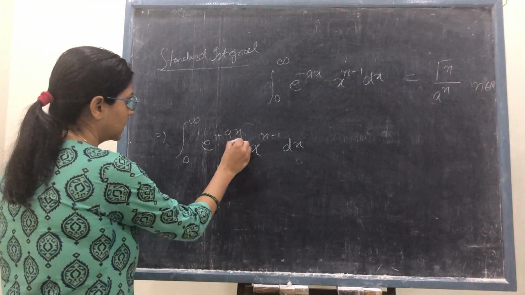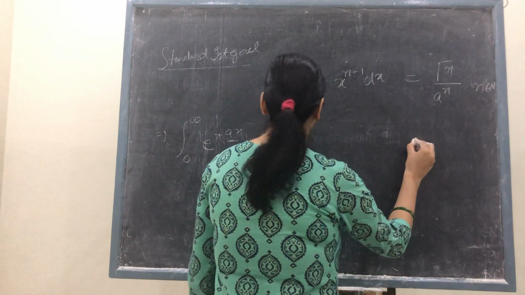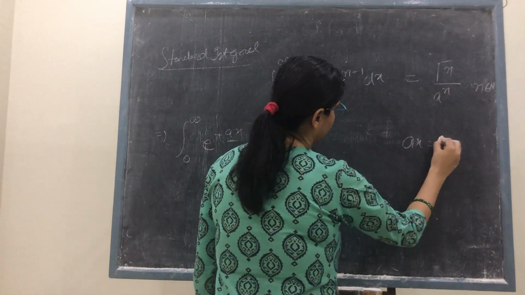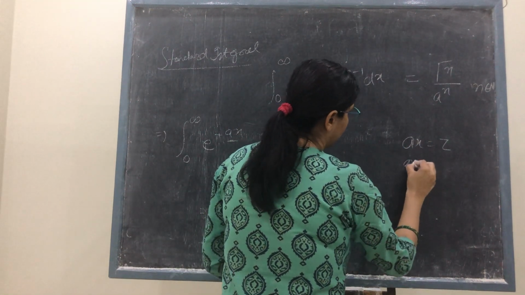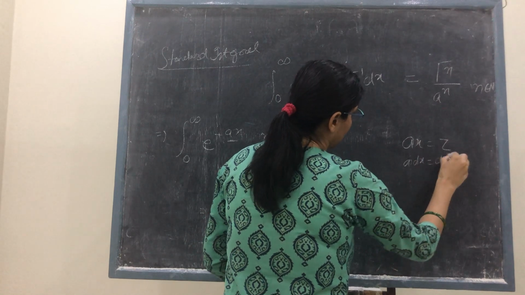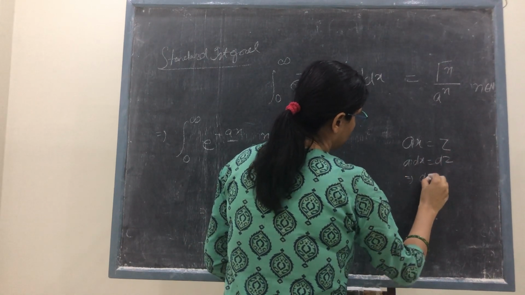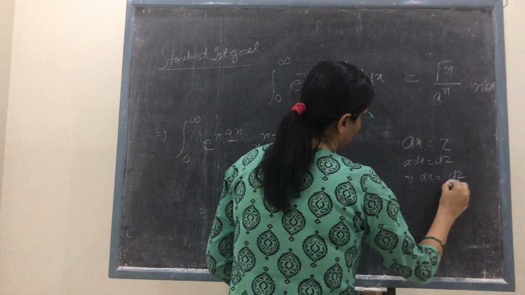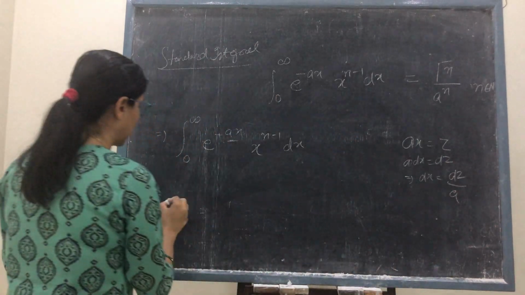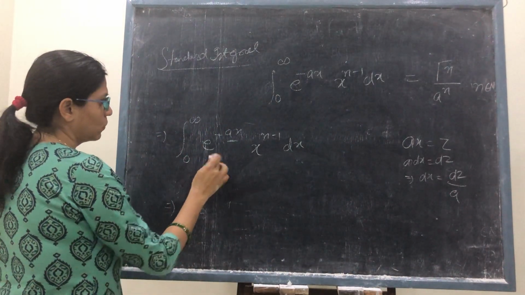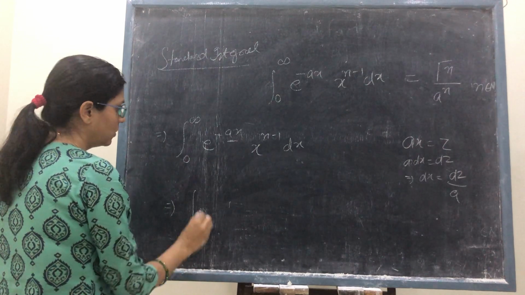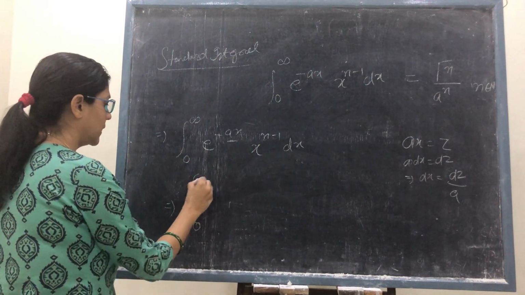Here we have an extra a, so let us assume ax equals some variable z. Here we will get a dx equals dz, or we can say dx equals dz over a. Now when x equals 0, z is 0. When x equals infinity, z is again infinity.